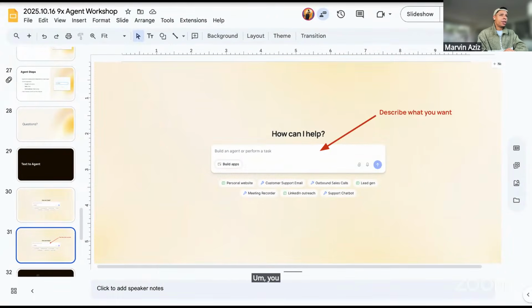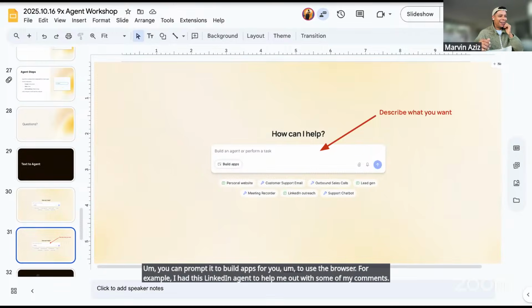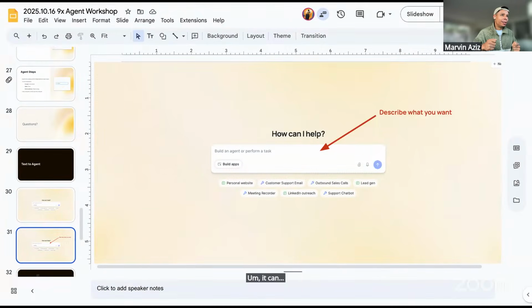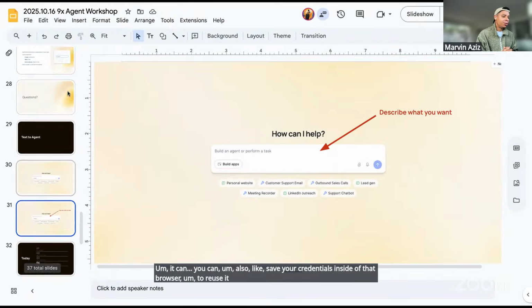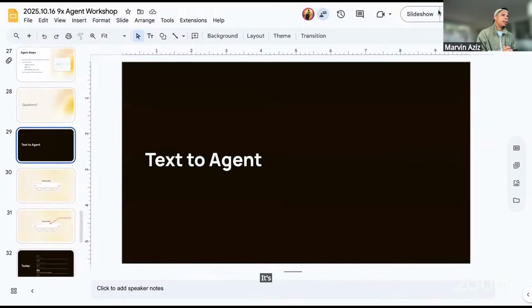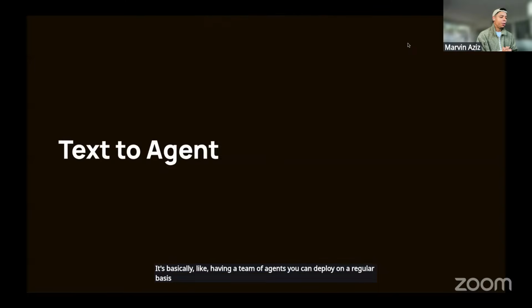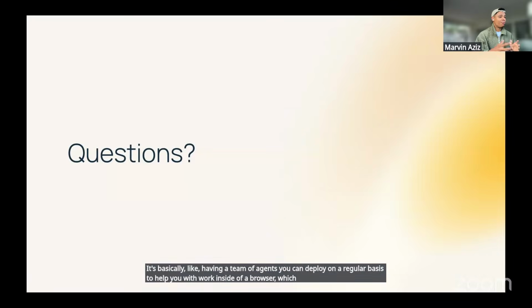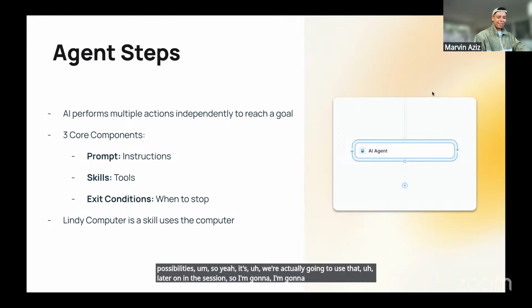You can prompt it to build apps for you, to use the browser. For example, I had this LinkedIn agent to help me out with some of my comments. You can also save your credentials inside of that browser to reuse it, so you don't have to do it every single time. It's basically like having a team of agents you can deploy on a regular basis to help you with work inside of a browser, which is so powerful and has endless possibilities. We're actually going to use that later on in the session, so I'm going to talk a little bit more about it.